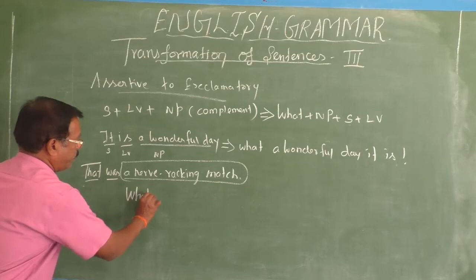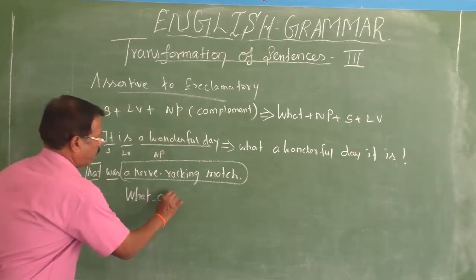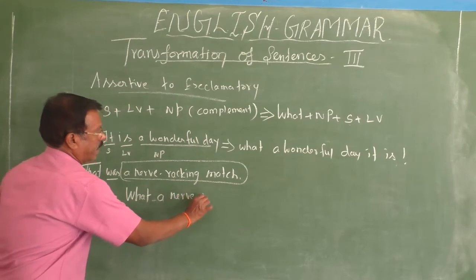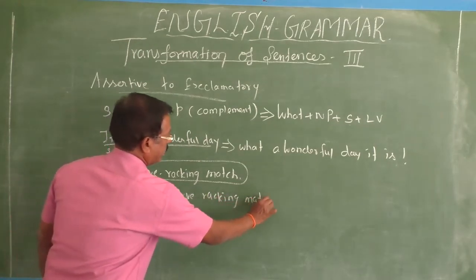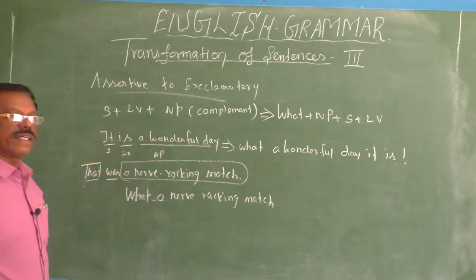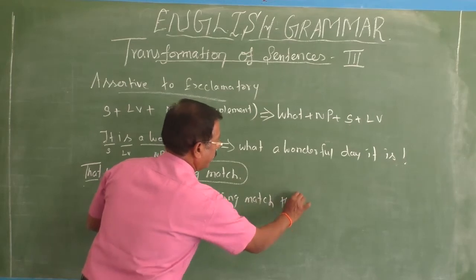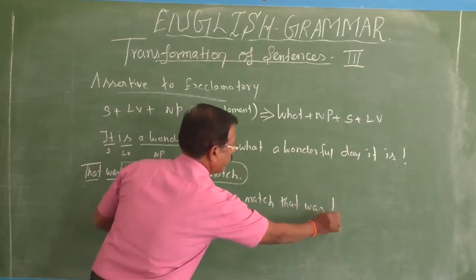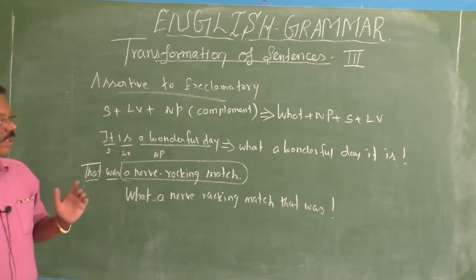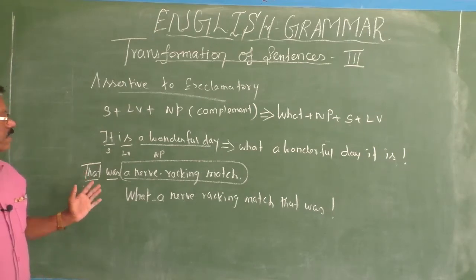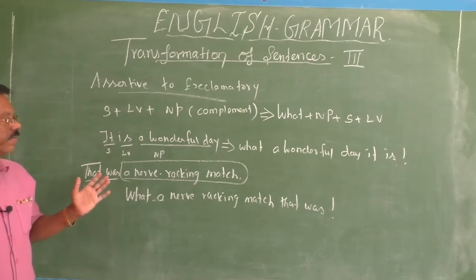First it should begin with what. That is the structure. What, noun phrase. What a nerve-wracking match. What a nerve-wracking match that was. Then subject that, link verb was. At the end it should end with an exclamation mark. Okay, I hope you understand. So, that was a nerve-wracking match. What a nerve-wracking match that was!